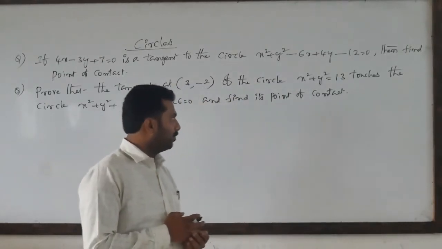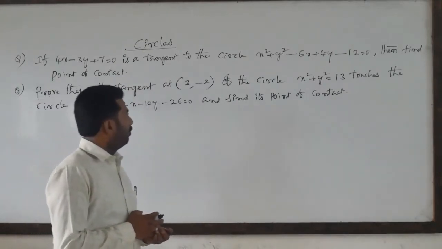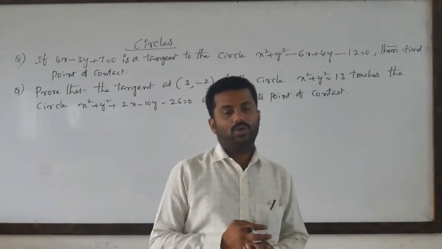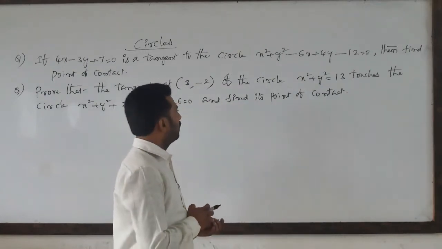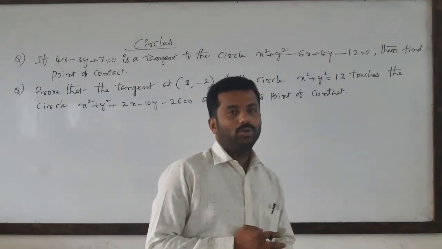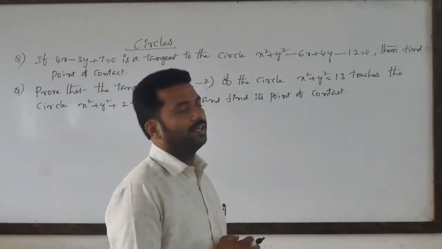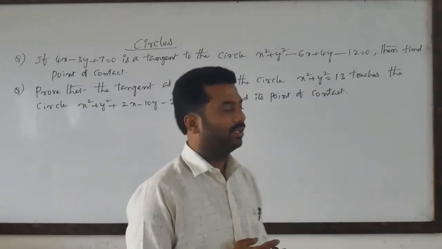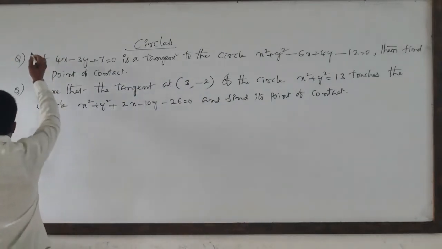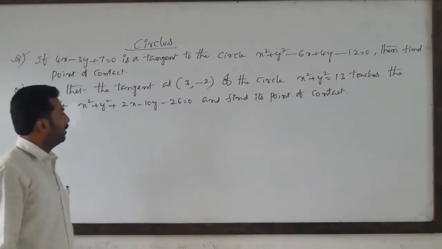In the last class we discussed the concepts based on a line being a tangent: what are the conditions, means lines intersecting a circle, and the position of a point, whether it lies on the circle, inside the circle or outside the circle. Now in this class, we are going to discuss the problems based on tangents.